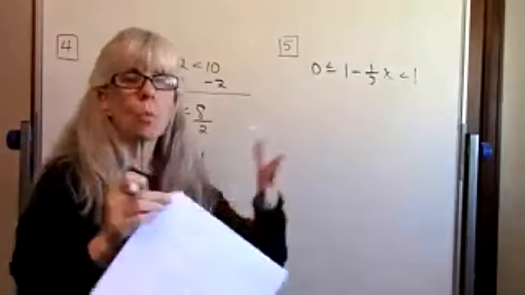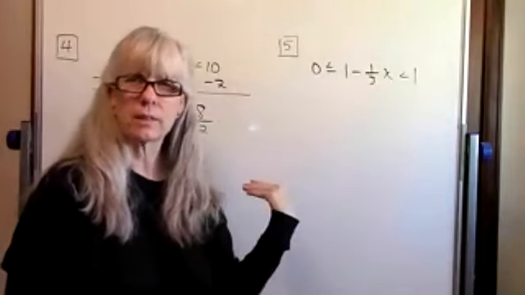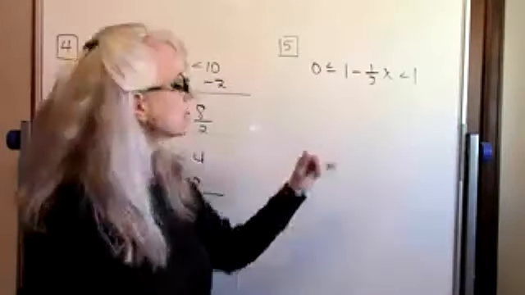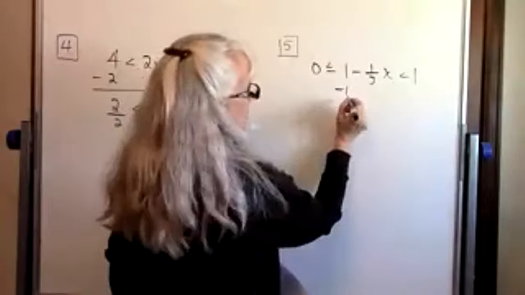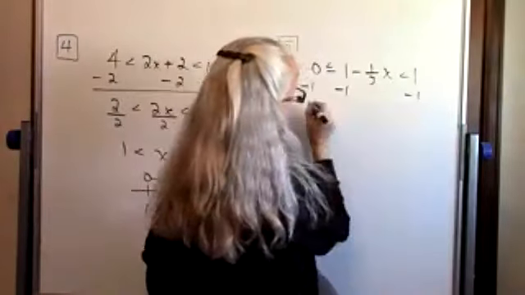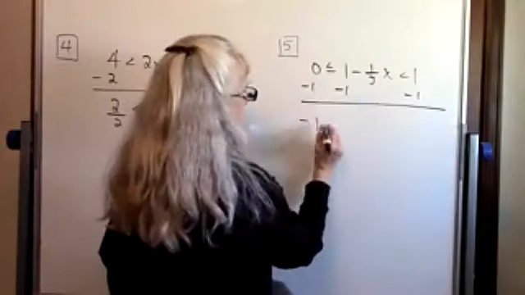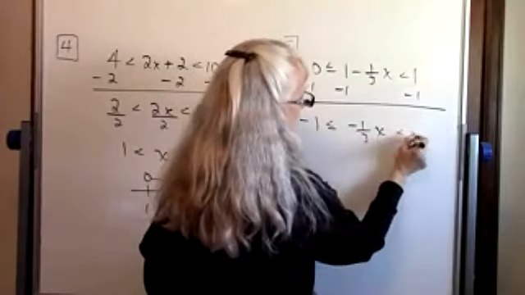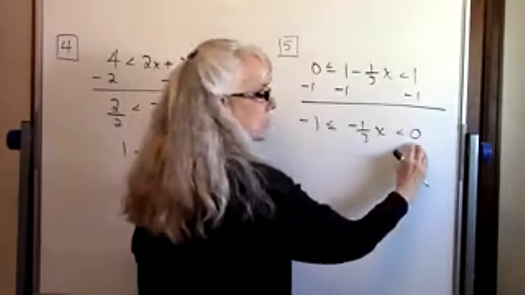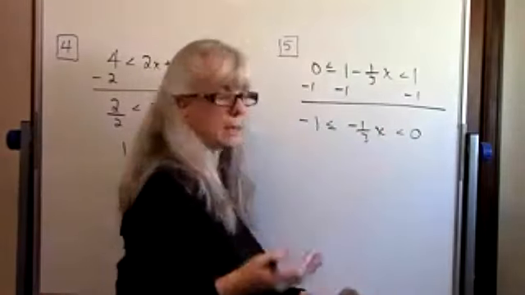So because there's only the one fraction to deal with versus the previous example that had 2 fractions, let's go ahead and move this 1 out of the middle first, trying to make it the most efficient process. So we're going to subtract 1, subtract 1, subtract 1. So it's going to give me -1 is less than or equal to -1/3 x, which is now less than 0. Again, it's okay when 0 happens. 0 happens. It's an important placeholder for us.